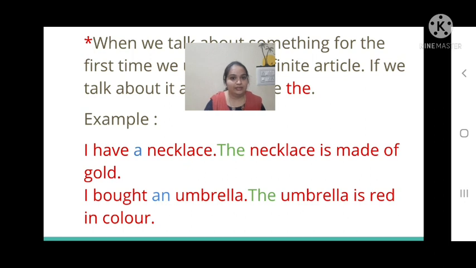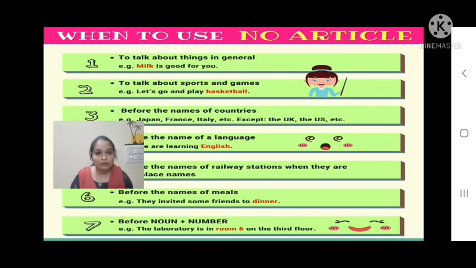See the second example here. I bought an umbrella. The umbrella is red in color. Here umbrella starts with a vowel sound letter U. So we have used an since it is used for the first time. But when the word umbrella is used again, we have used the in the next sentence. So till now we came to know when we should use articles. Now let us know when we should not use articles.